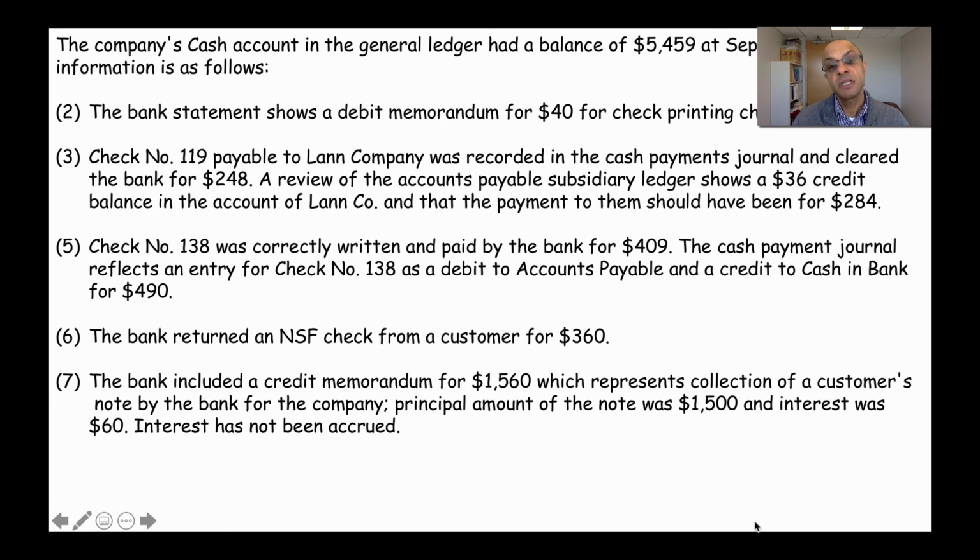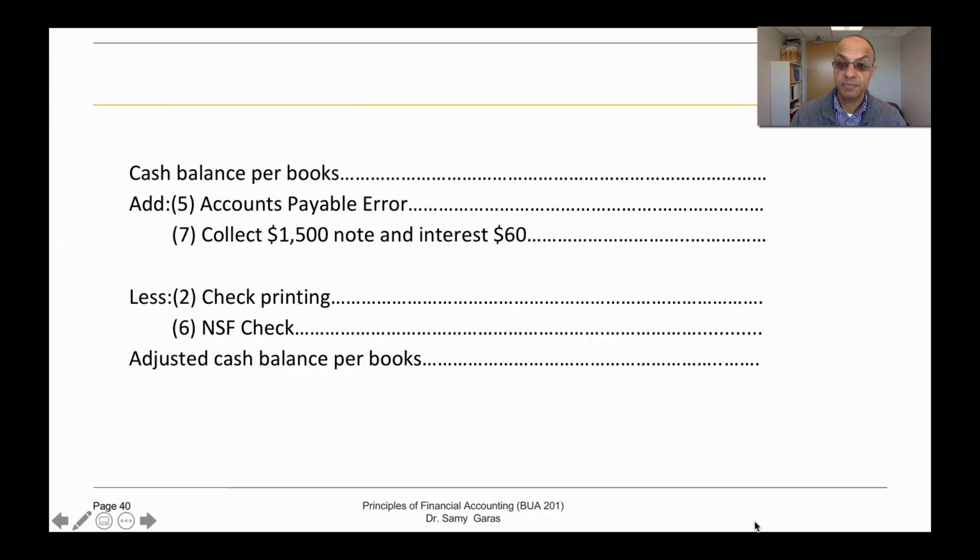In number 5, the check was written for 409, but the journal entry was made for 490. So now there is a difference of $81 that needs to be recorded. For the NSF, 360 needs to be subtracted, and for the credit memorandum, the amount of 1,500 should be added. For the interest, 60 also should be added. So we put it this way.